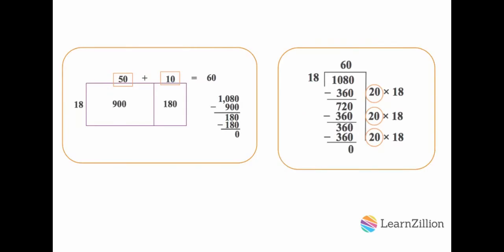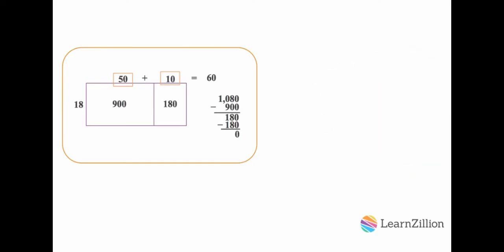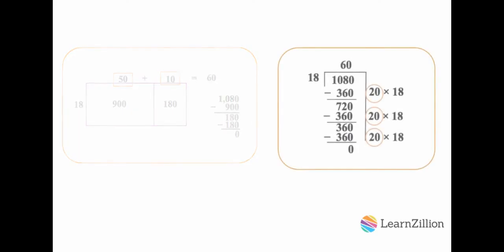We solved the expression 1080 divided by 18 using the partial quotient strategy for division. In the first example, we represented the problem using an area model and found the partial quotients 50 and 10. We added 50 plus 10 to get a final quotient of 60. In the second example, we recorded how we subtracted the partial quotients of 20, 20, and 20 again, and then added those three partial quotients together to get a final quotient of 60.